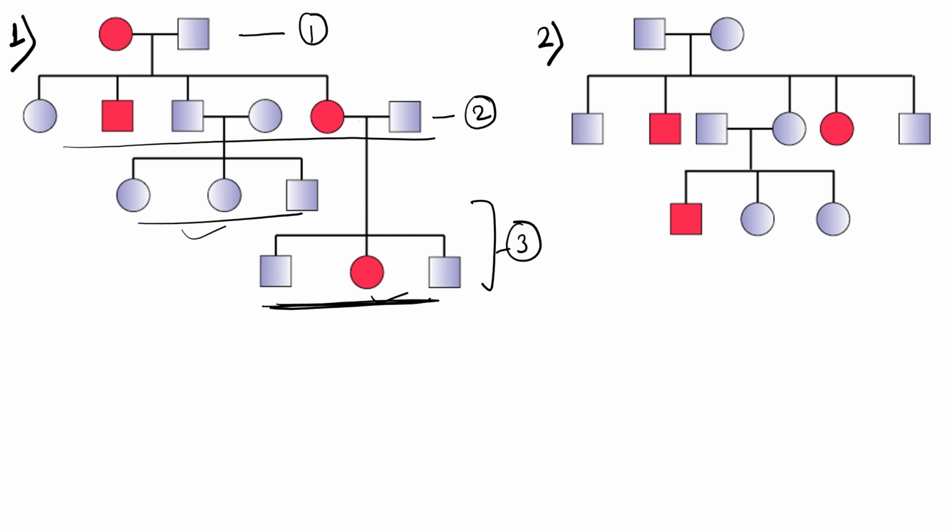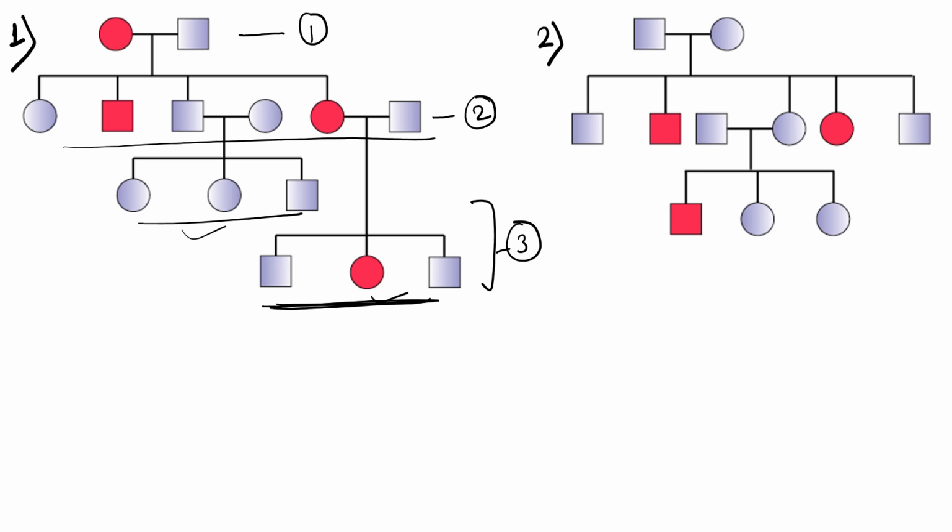Now, second step is see whether there is skipping of generation or not. Because we know this is a characteristic of autosomal recessive trait. So if you find there is a skipping of generation, then you can directly write it as autosomal recessive. But here you cannot see a skipping of generation. That means this can't be autosomal recessive.